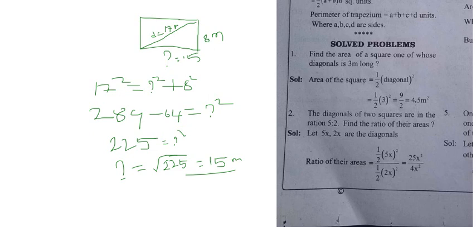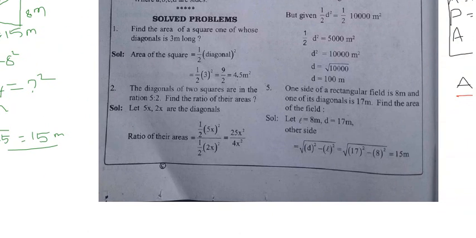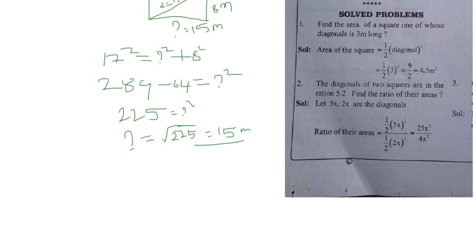Yes. What are they asking? Find the area of the field. Now we can find the area, since we know the sides. Area of a rectangle is what, guys? Length into breadth. That is 15 into 8. 15 8s are how much? I hope you are good in tables. That answer is up to you only. You know that.